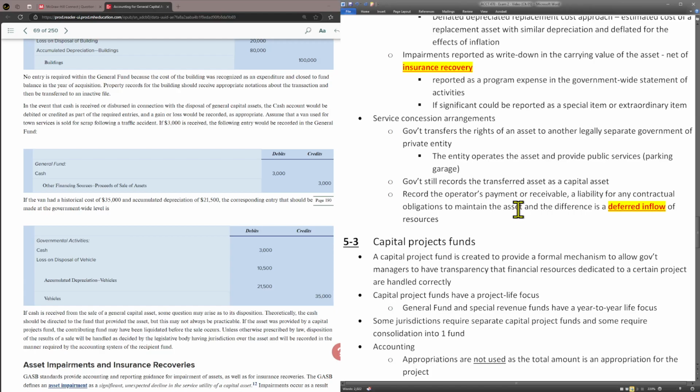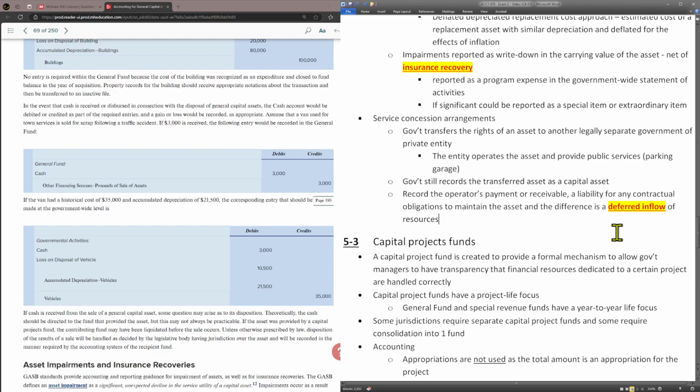They still record it as a capital asset, but it's going to be the offset of how much they rent it out for. So whoever is going to be doing the concession will pay them a set fee. The government is probably still on the hook for general maintenance, keeping the asset in good order, or paying for the insurance on the asset. We record the operator's payment as a receivable, and we have a liability for any obligations to maintain the asset, and the difference is a deferred inflow.